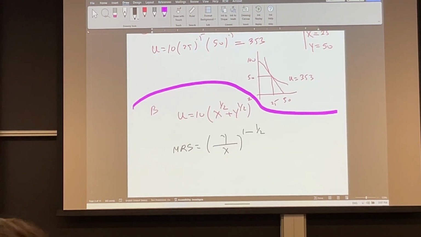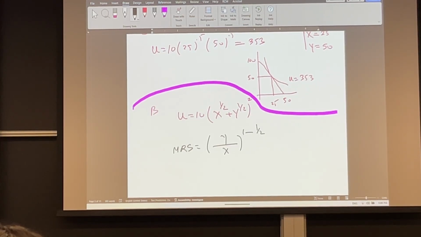So remember those shortcuts. Otherwise, you have to take derivatives. And the CS has ugly derivatives sometimes, right? It takes time to solve it. So remember the shortcuts, save you time.